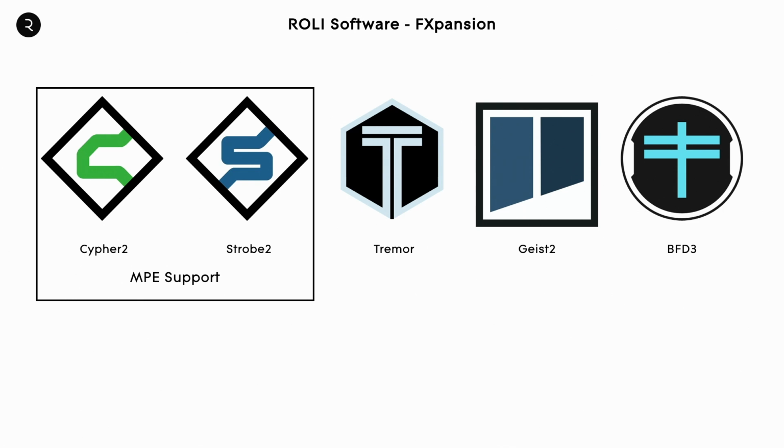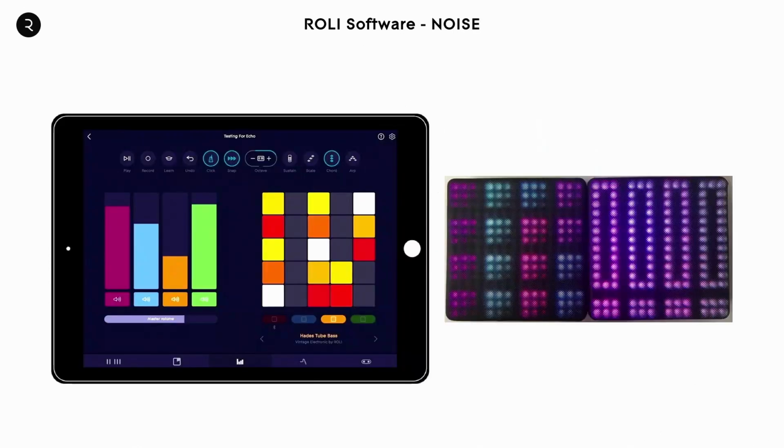And this gave us a challenge: we had all these MPE sounds, but they're all spread out all over the place. So it was very hard for users to know, should I be using Equator? Should I use Strobe? Should I use Cypher? So this is one of the problems we've been looking at trying to solve.